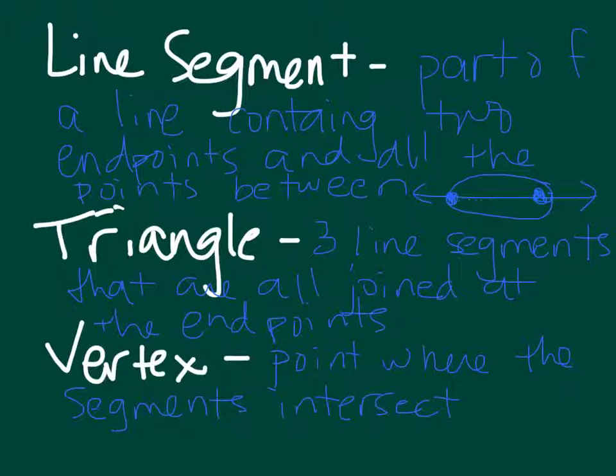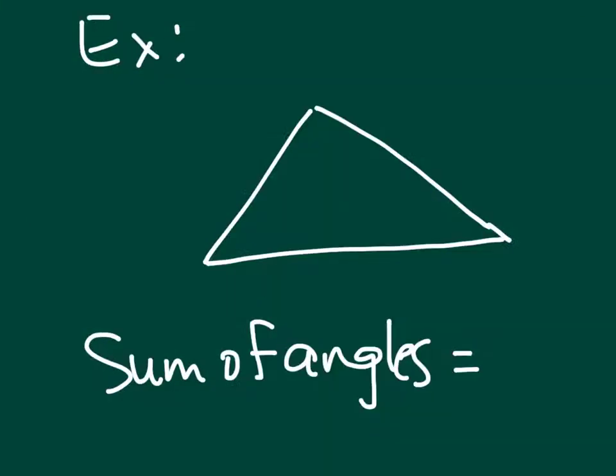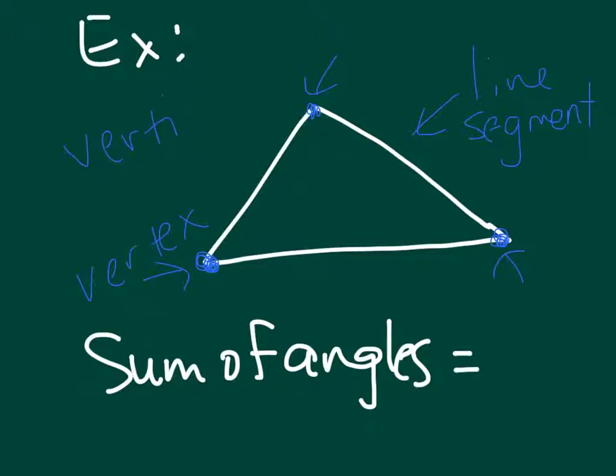And a triangle is made up of three line segments, and they're all joined at the endpoints. They're only joined at the endpoints, and the vertex is the point where those segments intersect at their endpoints. So let's put that into a picture. Here's a triangle, obviously, and it's made up of three line segments, and they all have these endpoints on them. So this is a line segment. And then all three of these are called a vertex. The plural of that, if you might see it, is vertices. It's just the plural of vertex, okay?